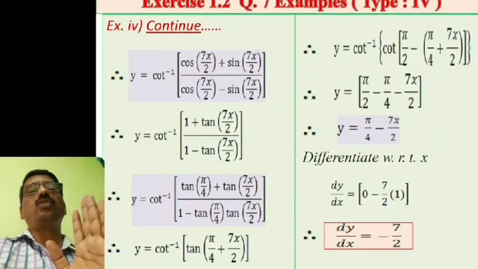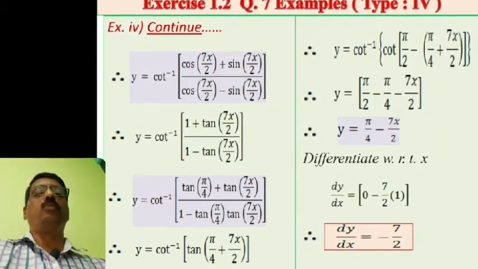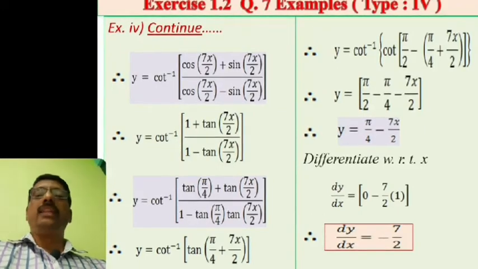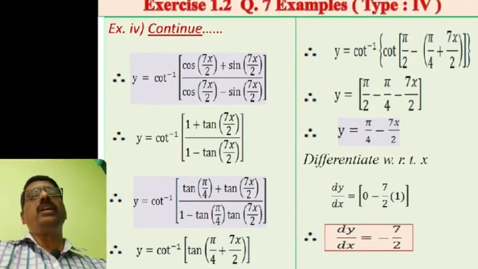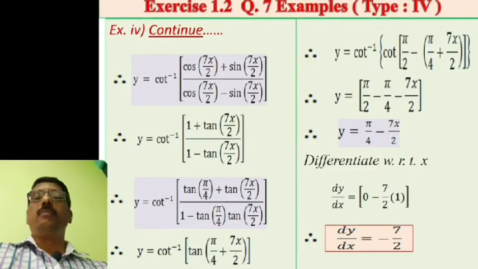Okay, that is the derivative of the given function. That means here also, firstly convert the given function into the simplest form, that is y equal to pi by 4 minus 7x upon 2, and then differentiate the simplest form, then we can get the derivative of the given function.